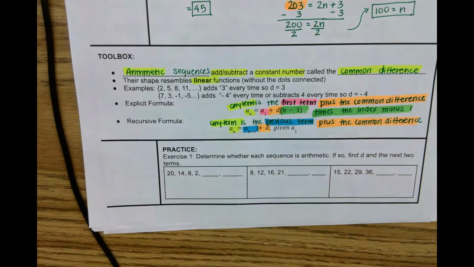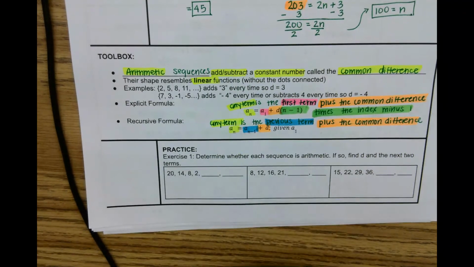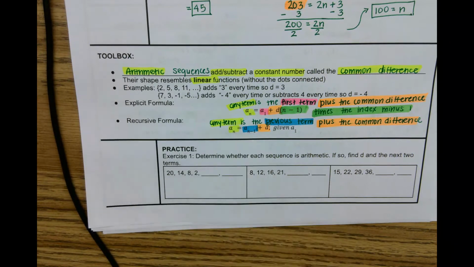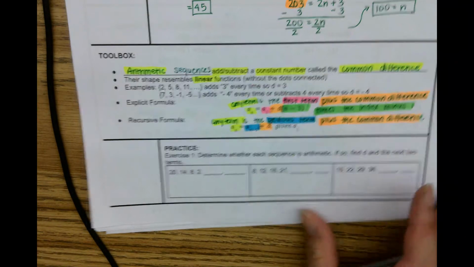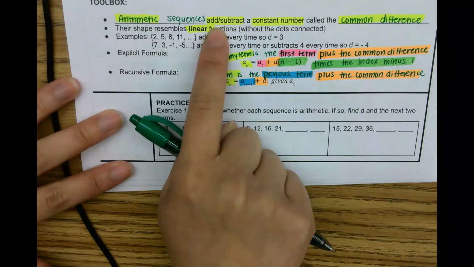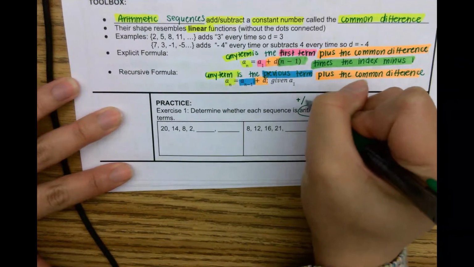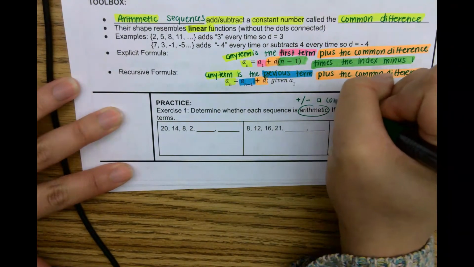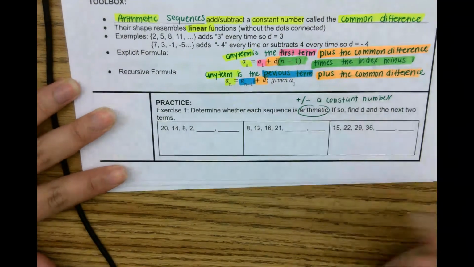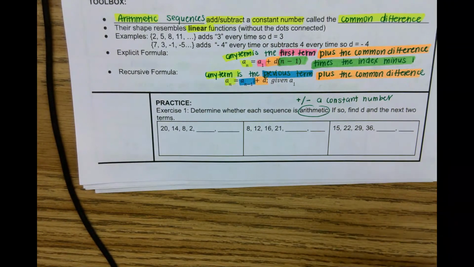Okay. Note how the explicit formula, as long as we know which position we want, we can find it. Okay. The recursive formula is we need to know which one came before in order to get it. Okay. So first here, we need to determine whether each sequence is arithmetic. Okay. So that means it needs to add or subtract a constant number. Okay. So arithmetic means add or subtract a common number, a constant number. Okay, that's what makes it arithmetic. Okay, and then if so, we're going to find what that common difference is. Okay, what it is that we're adding or subtracting, and we're going to find the next 2 terms.